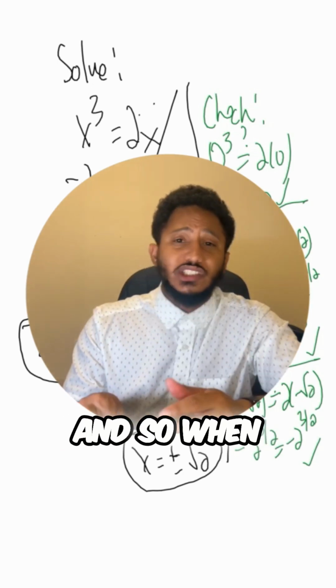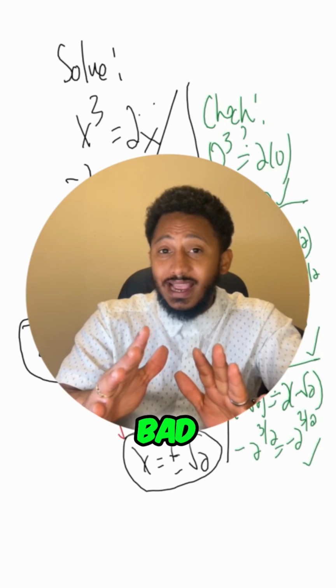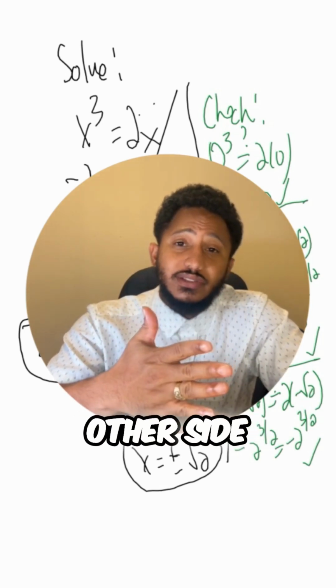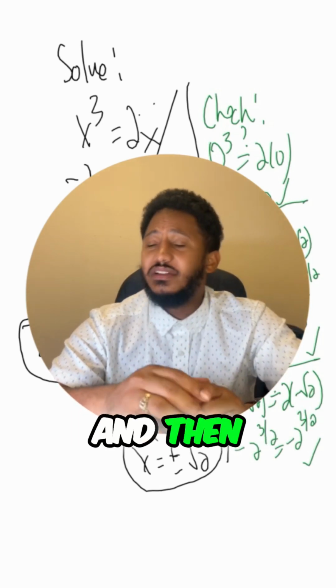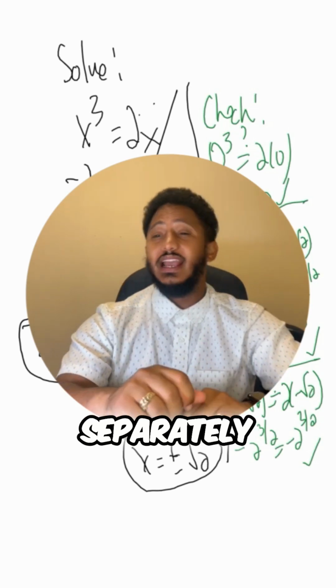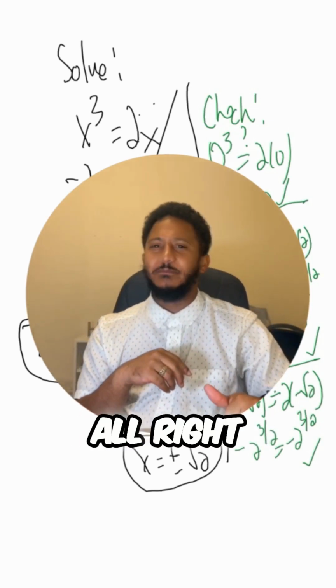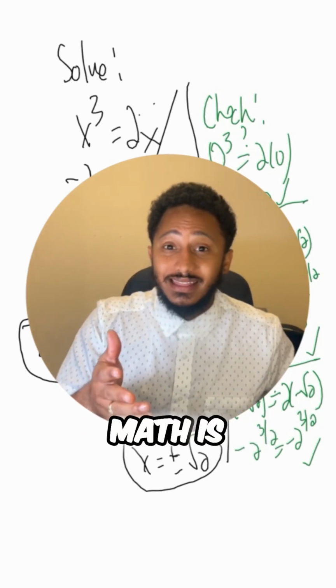And so when solving by factoring, it's not too bad. Just get 0 on one side, factor the other side, set each factor equal to 0, and then solve those new equations separately. And again, don't forget that Nike step, that check step, okay? All right? And always remember, math is everywhere.